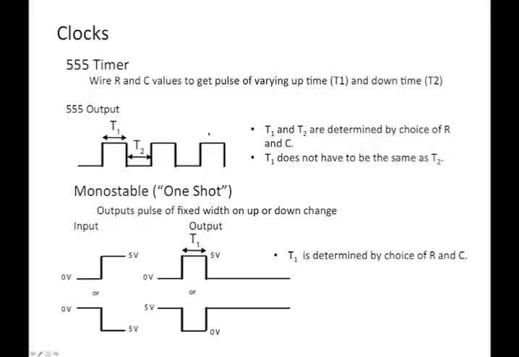We can get a series of shots at whatever frequency we want. The other is the monostable one-shot. This gives an output of fixed width on an up or down change. So it only does one. If we have an up change, we go from 0 to 5 volts, it'll output a pulse of a certain width, right? You get to define that width by the choice of R and C, but it only does one of those pulses. If you trigger it, it gives you a pulse, and you can have that pulse be whatever you want. Or you can do the opposite and have it be high and give you a notch of a certain width.